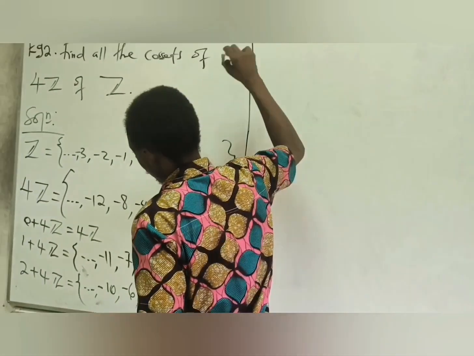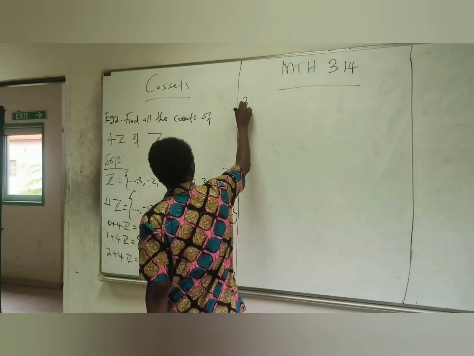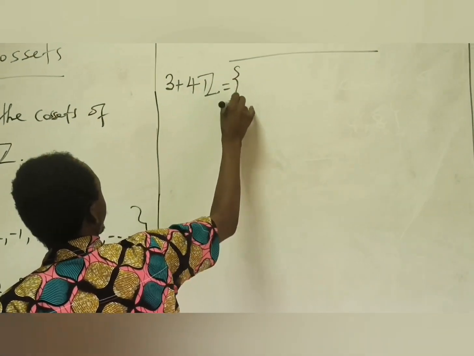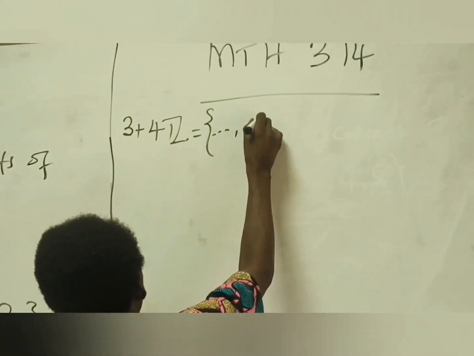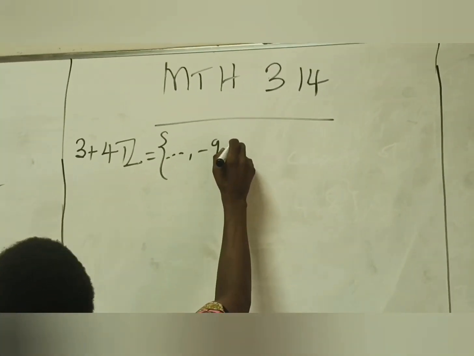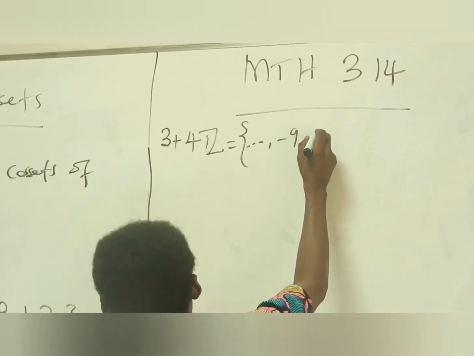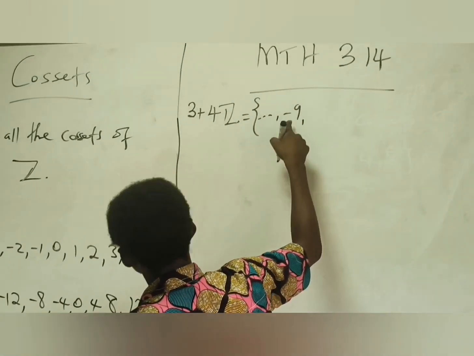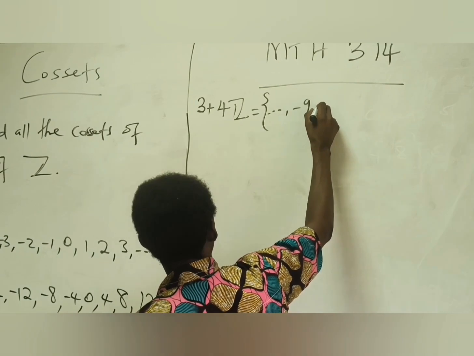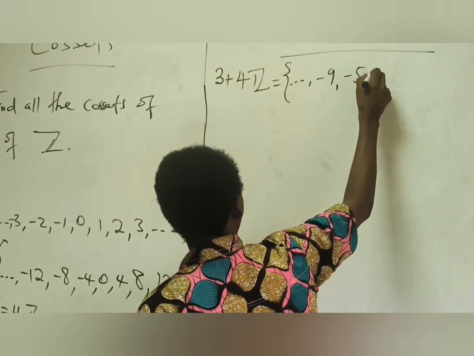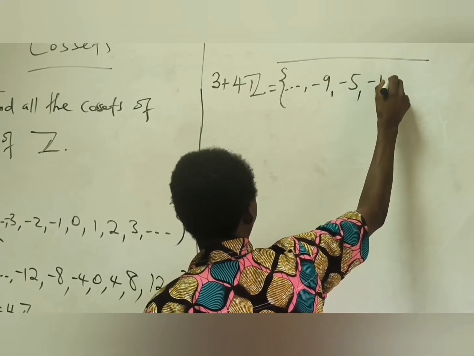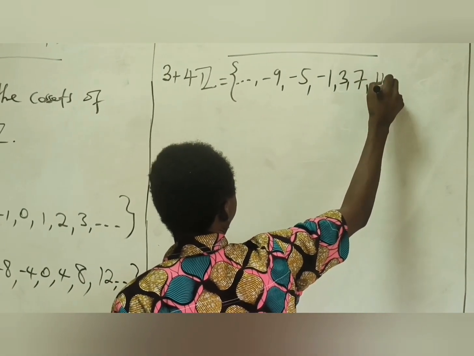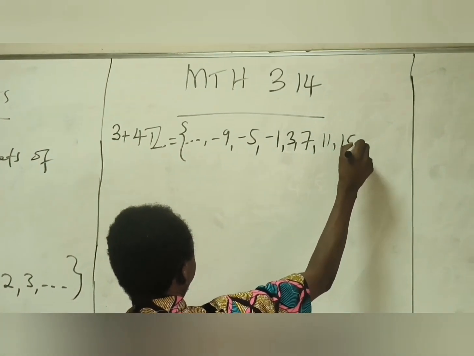Let's see where it will start to repeat. So be watching very well. 3 plus 4z. Negative 9. Be very careful. Don't give a wrong answer. So let's all work it together. Negative 3 plus negative 12 is negative 9. Negative 5. Minus 1. 3. 7. 11. 15.